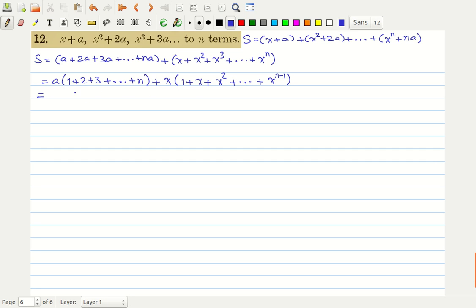Now this we have seen in the past also. You can apply the arithmetic progression sum formula, but this is a special case where you have common difference of 1. It is actually the sum of n natural numbers, which is simply n times n plus 1 divided by 2, plus x, and now this is the sum of the n terms of geometric progression. So where the first term is 1, so this is 1 minus, just apply that formula, 1 minus x to the power n divided by 1 minus x, and this is how we can solve problem number 12.